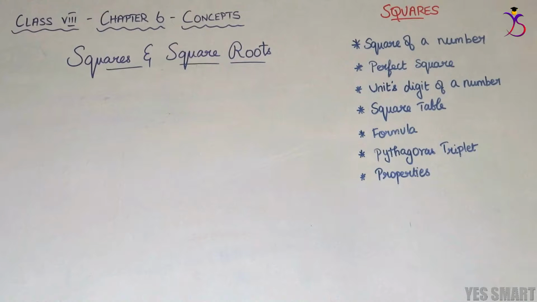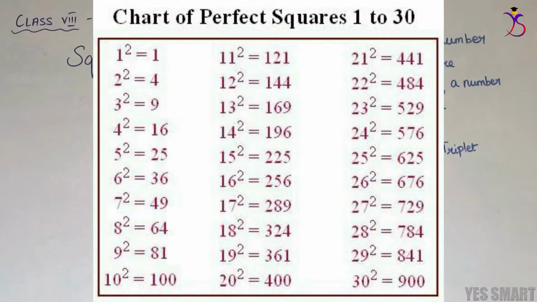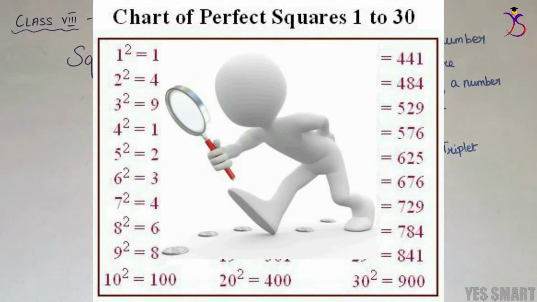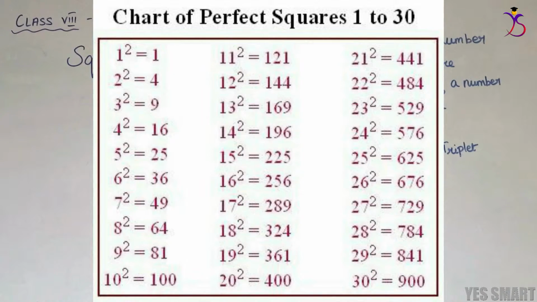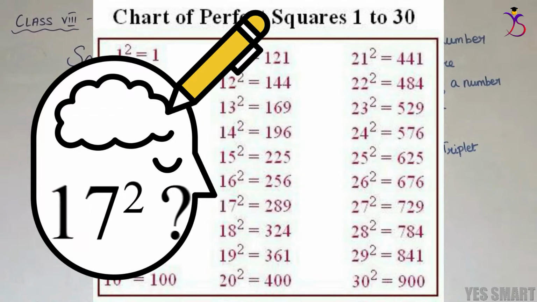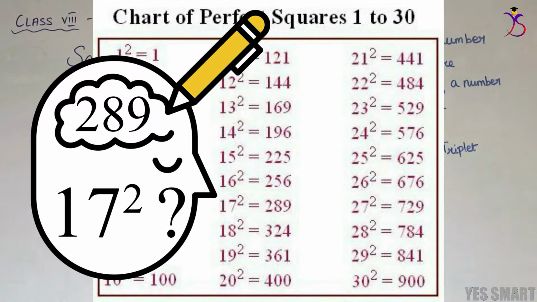Now the next topic is the square table. Here a chart of perfect squares from 1 to 30 is displayed. This is the square table. It is just 1 1s are 1, 2 2s are 4, 3 3s are 9, 4 4s are 16, 5 5s are 25. So it is mentioned like 5 square is 25, 6 square is 36, 7 square is 49, 8 square is 64, and it goes on. It is advisable to know squares at your fingertips till 30 square so that it helps in lots and lots of calculations. So a student is expected to be in a position to answer that 17 square is equal to 289 in a fraction of a second.